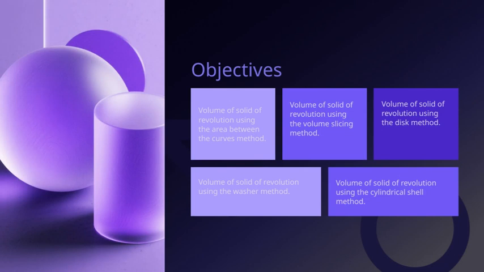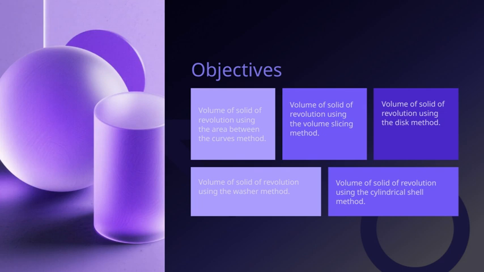Now, let's explore the different methods we use to find the volume of a solid of revolution. First up is the disk method, which is perfect when our cross-sections are circles perpendicular to the axis of revolution. It's like stacking disks to build our solid. Next, we have the cylindrical shell method, which considers cylindrical shells created by revolving a region around an axis, especially useful when slicing parallel to the axis.